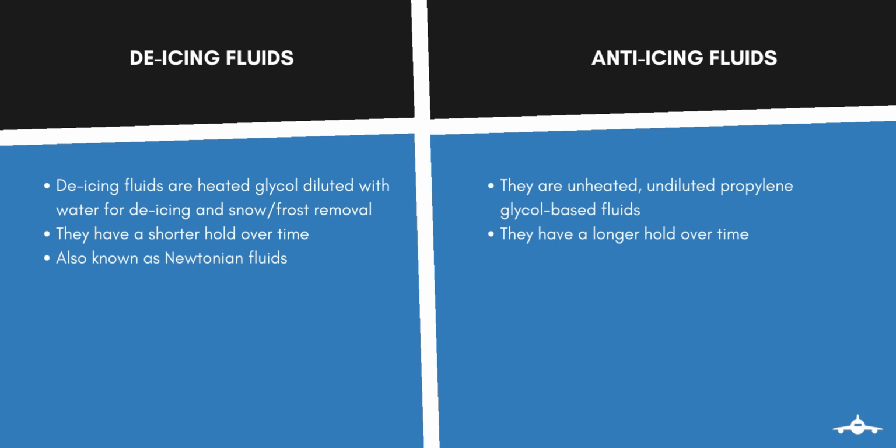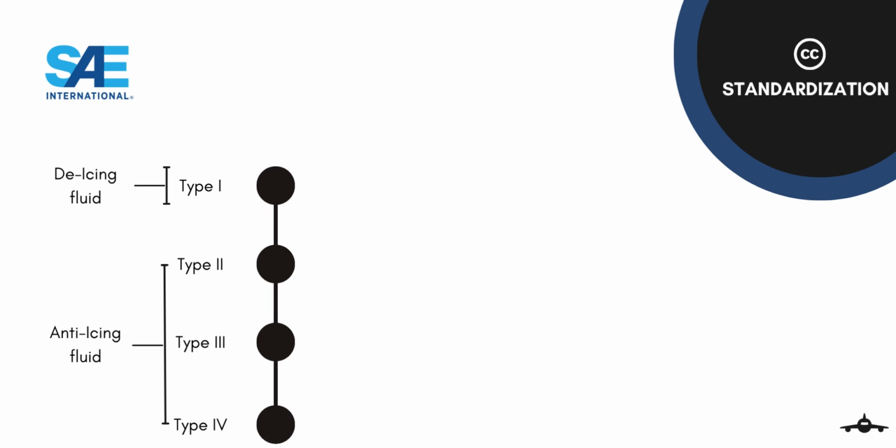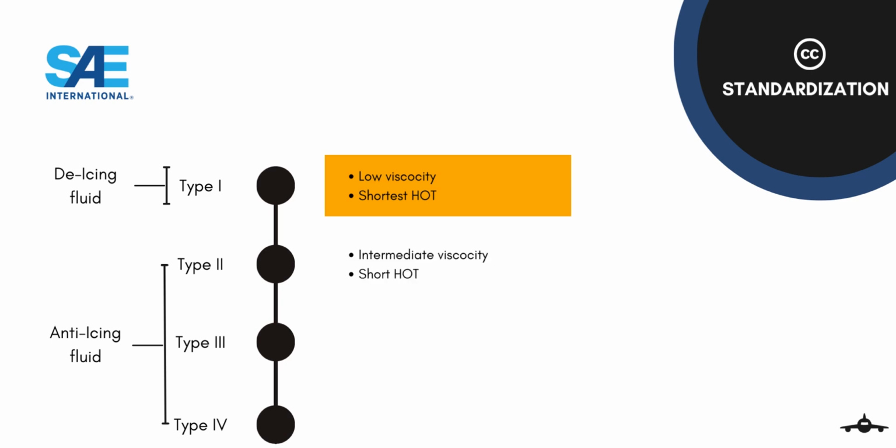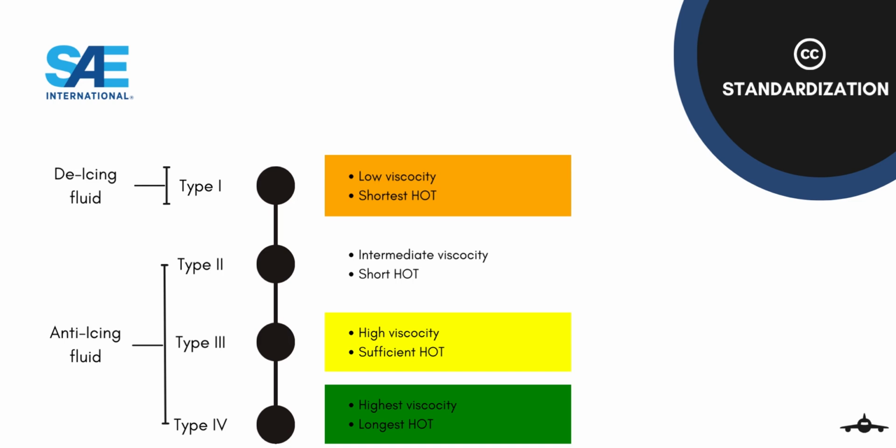And due to the viscous nature of these fluids, de-icing fluids are also known as Newtonian fluids and anti-icing fluids are also known as non-Newtonian fluids. These de-icing fluids and anti-icing fluids can easily be distinguished by their color. Type 1 fluids are orange in color, type 2 are colorless, whereas type 3 are yellow in color and type 4 are green in color. The viscosity of these fluids increases as we go down from type 1 to type 4.